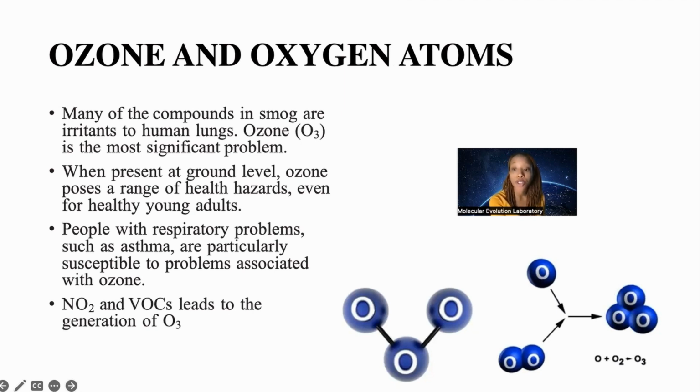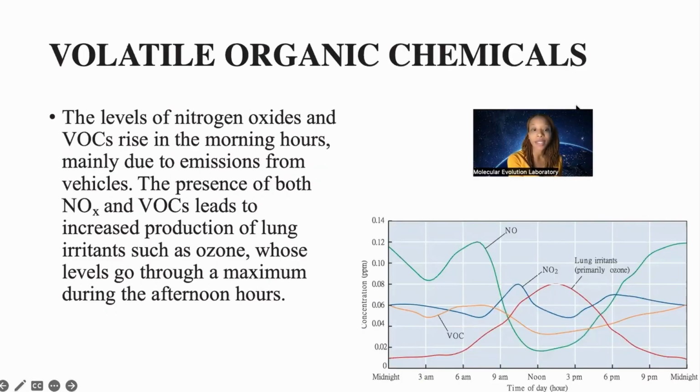Ozone, O3 or trioxygen, is the most significant problem. When present at the ground level, ozone poses a range of health hazards even for healthy young adults. People with respiratory problems such as asthma are particularly susceptible to the problems associated with ozone. Nitrogen dioxide and volatile organic compounds lead to the generation of O3. So NO2 and VOCs lead to the generation of O3. The levels of nitrogen oxides and VOCs tend to rise in the morning hours, especially due to emissions from vehicles.